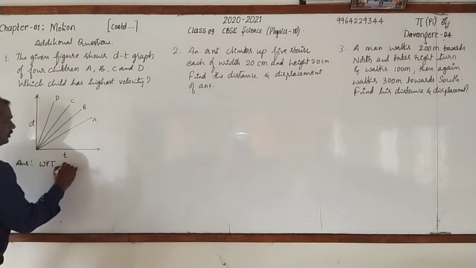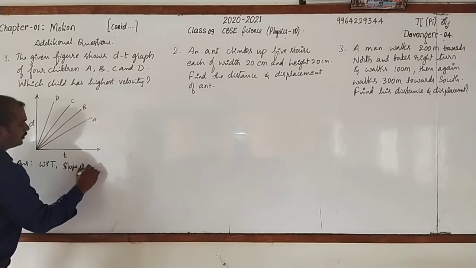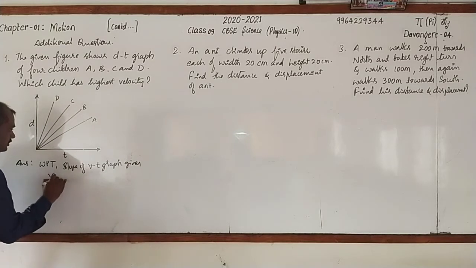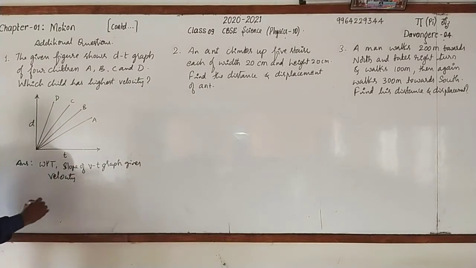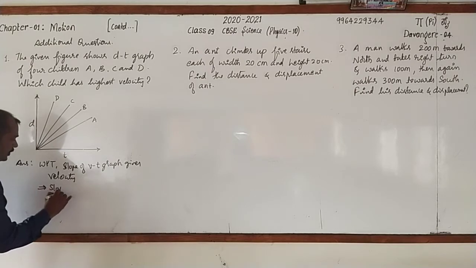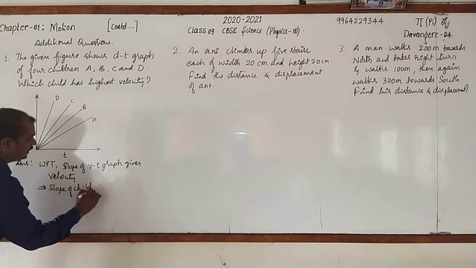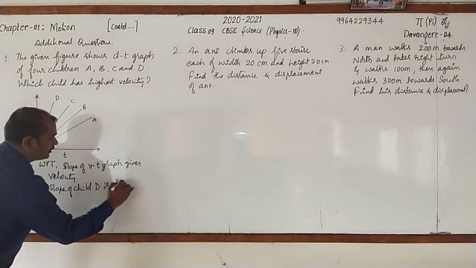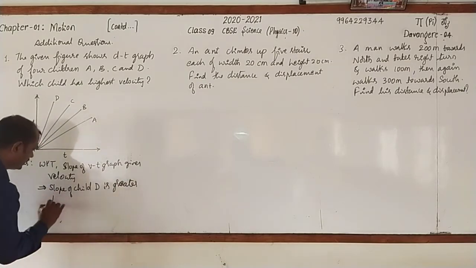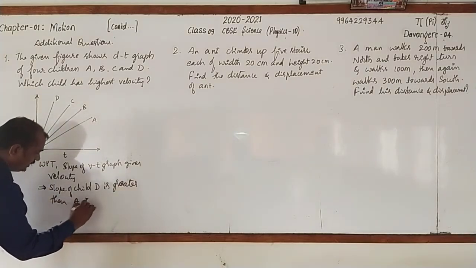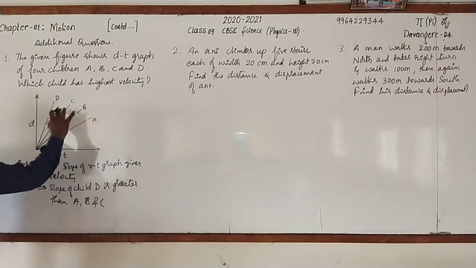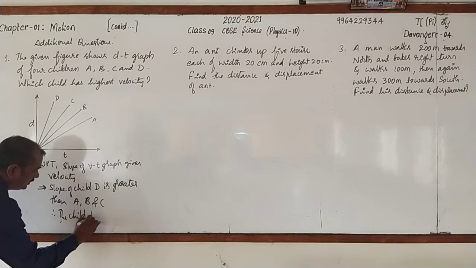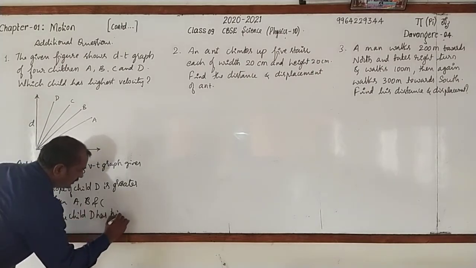Here I am going to write the answer. We know that the slope of the distance-time graph gives velocity. Then here I can write: the slope of child D is greater than A, B and C. Therefore, child D has the highest velocity.